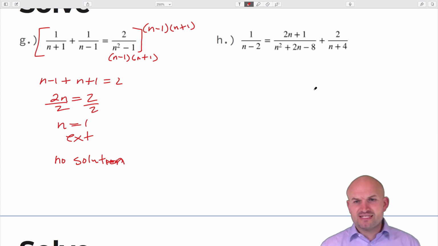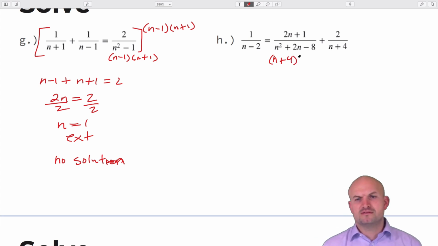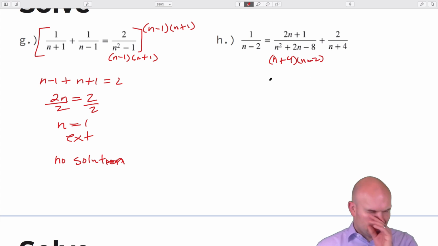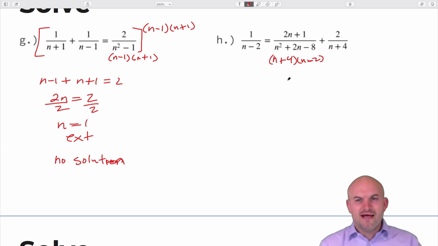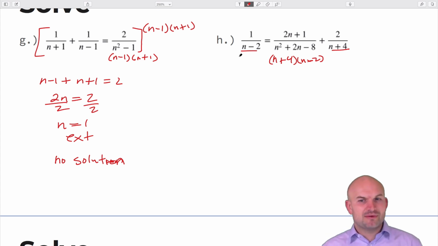For the next one, we see a trinomial as my denominator. So let's go ahead and factor that, n squared plus 2n, and that's going to be a negative 8. So that'd be n plus 4 times n minus 2. Now, I had a little trouble factoring this, right? I kind of thought about that for a second. But the important thing is, I have two other denominators here. It's not always the case, guys, but it's a good tip to look at these other two denominators, right?